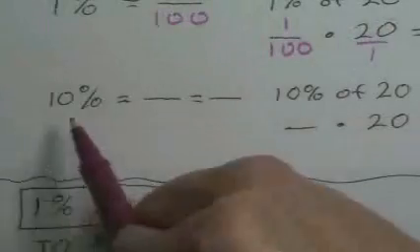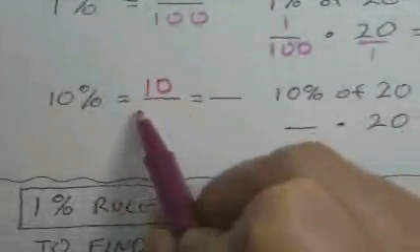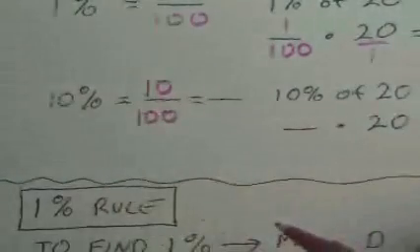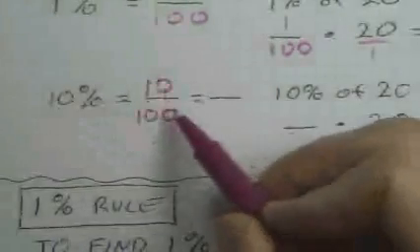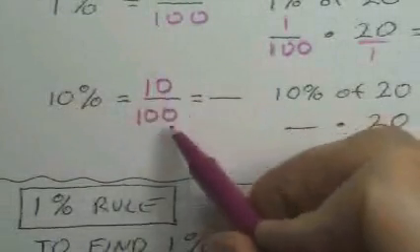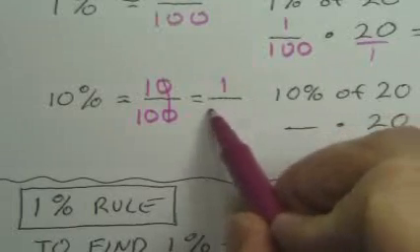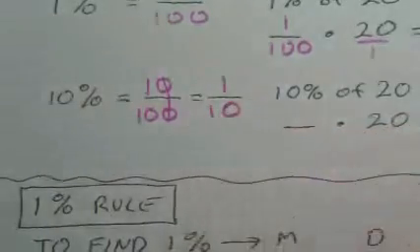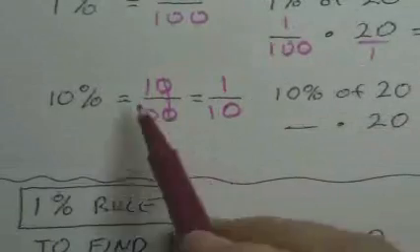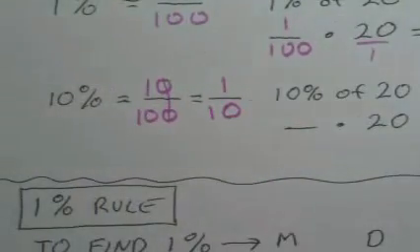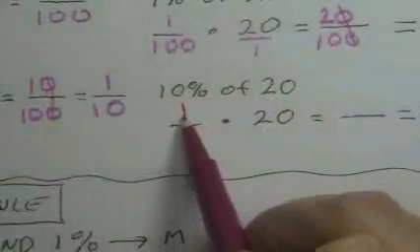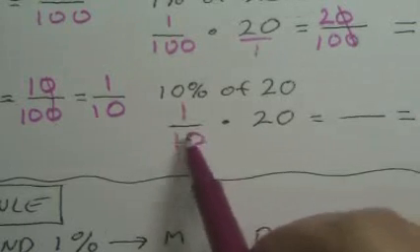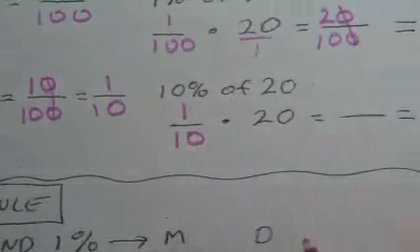All right, now let's go to the 10%. 10% can be written as 10 out of 100. And of course that can be reduced, because 10 goes into both of these, to 1/10. So 10% is the same thing as 1/10. All right, well, so if I take 10% of 20, 10% is 1/10 times, of is times, 20.